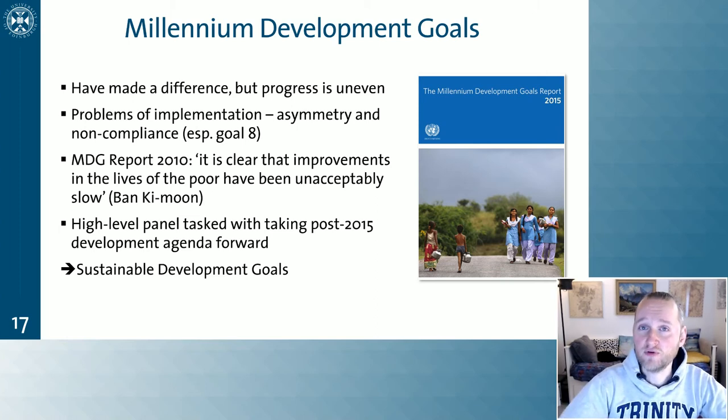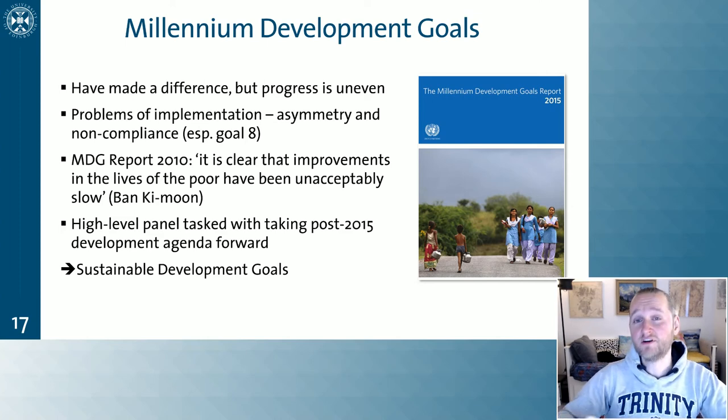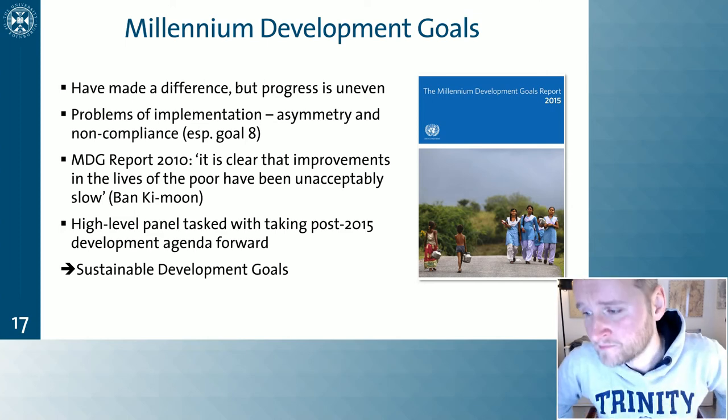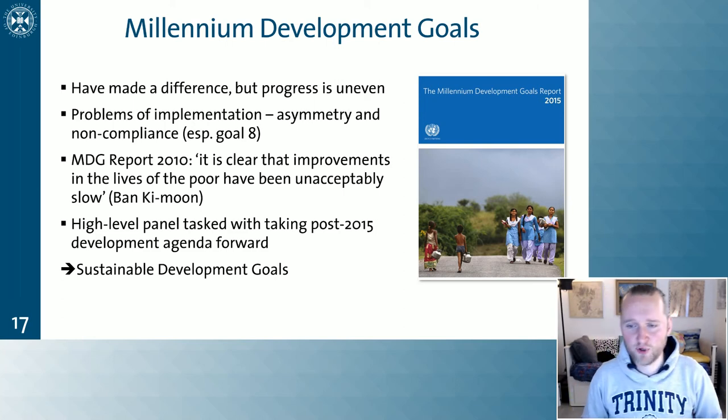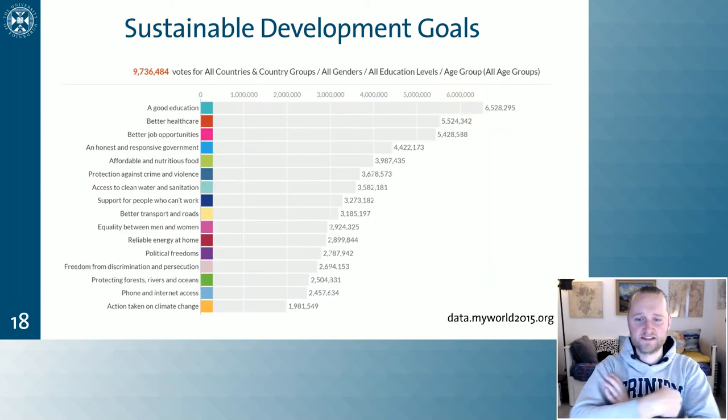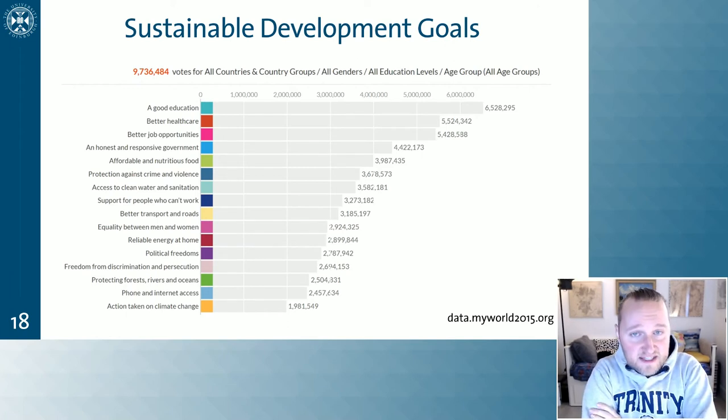And out of this process of stock taking came the Sustainable Development Goals. So from the MDGs to the SDGs. We've already talked about these a little bit in the live stream, but this is what the UN system uses nowadays. So these came out of the post-2015 process. Now, generating these SDGs went a little bit differently than previously.